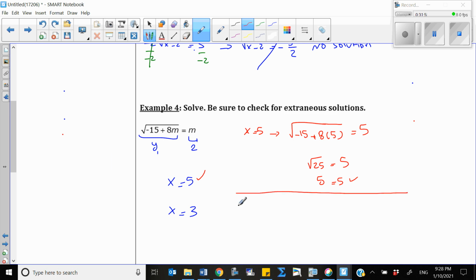Now the next one, x equal to 3. It will be square root of negative 15 plus 8 times 3 should be equal to m, which is 3 in this case. Okay, so 8 times 3 is 24, minus 15 is 9, so square root of 9, which is 3, and it's equal to 3. So this one is also a valid answer. So these are the solutions.